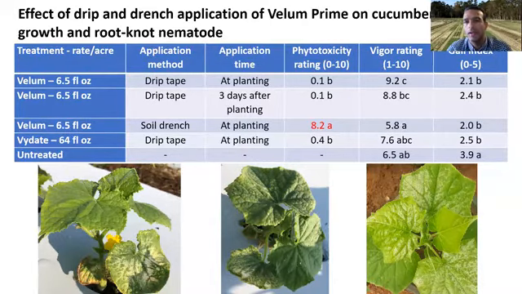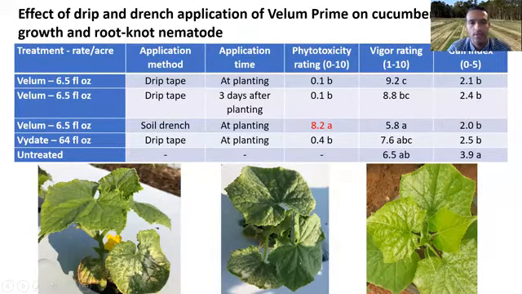This phytotoxicity can also affect the growth of the plant. As you can see, the vigor rating for the cucumber treated with Velum Prime here was significantly lower compared to the other treatments. For the gall index, all of the treatments, whether the nematicide was used as a soil drench or drip application, significantly reduced the gall rating compared to the untreated control.